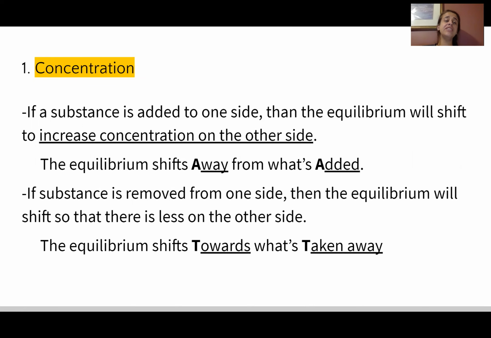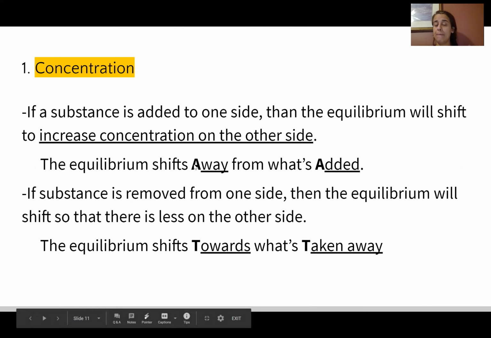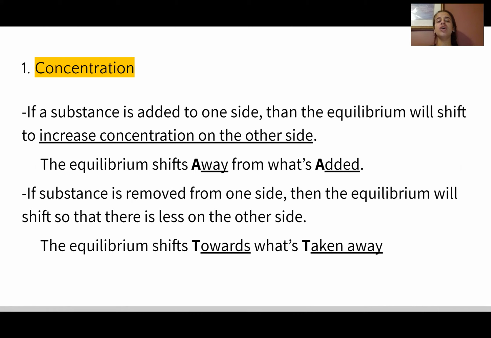So the first of these factors is concentration. If a substance is added to one side, then the equilibrium will shift to the other side to decrease the concentration. So the equilibrium always shifts away from what's added. That is a little mnemonic for you to remember. And then if a substance is removed from one side, then the equilibrium will shift so that there is less on the other side. So it's going to shift toward what's taken away. Okay, we'll have practice with that at the end.